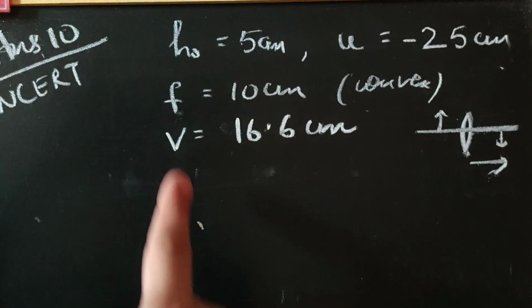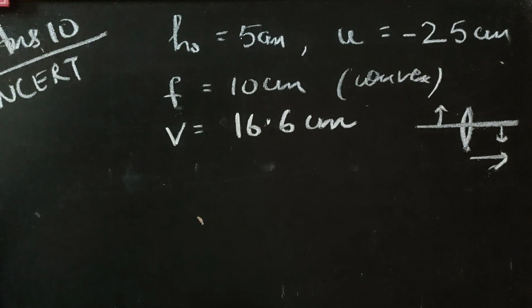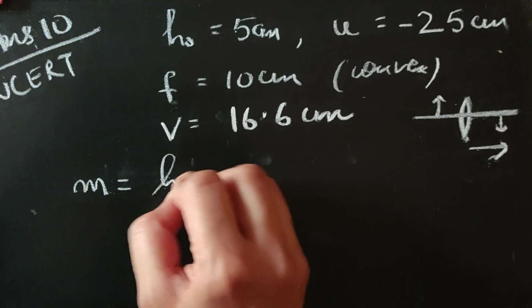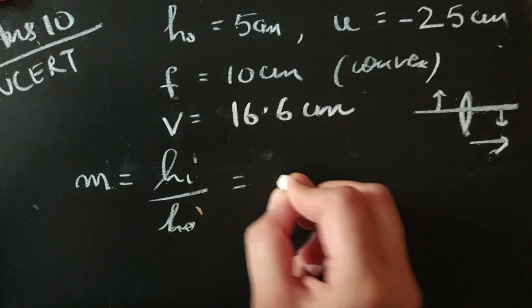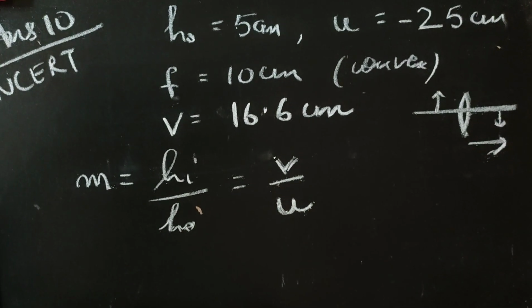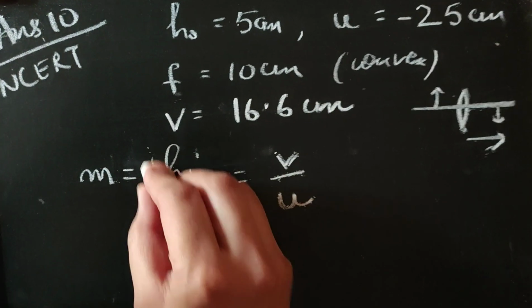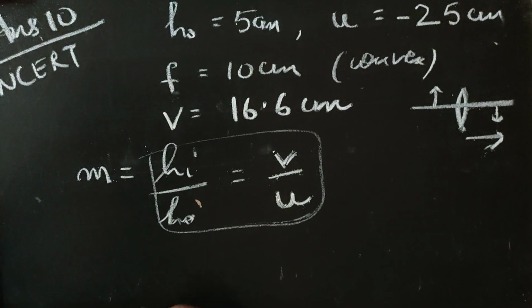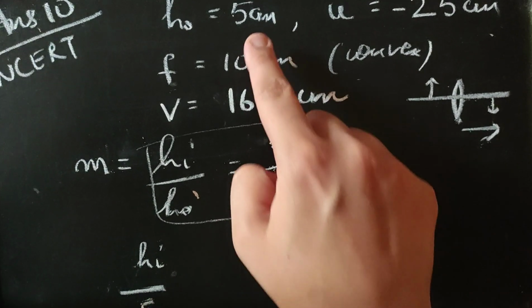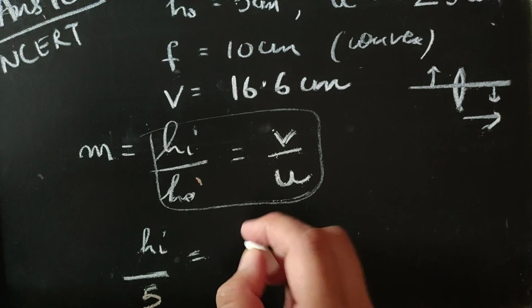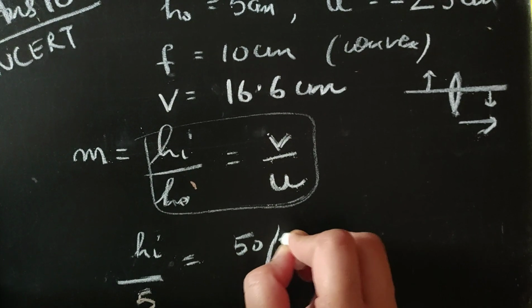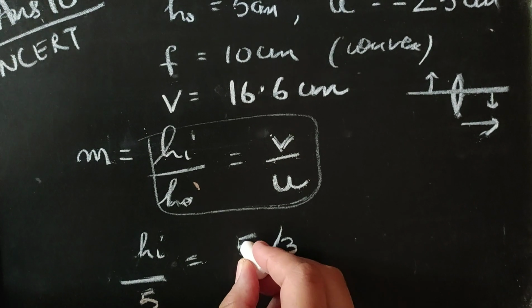Height of the object is given. We are now going to calculate the height of the image. So using the formula for magnification, which says that height of image divided by height of object is the ratio of image distance to the object distance. When we put the values here in this part of the formula, HI is to be calculated. HO I am substituting as 5, which is given in the question. V we just calculated 16.6. I'll use it as 50 by 3 because this way it will help me in calculations.